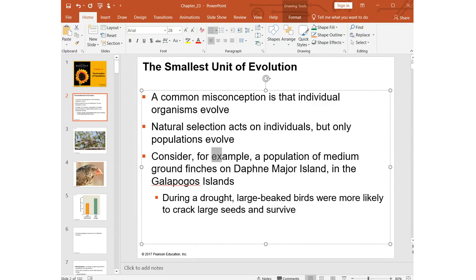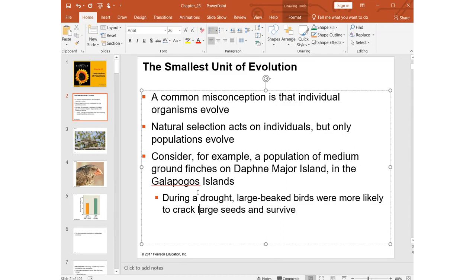A good example of evolution acting on populations is a certain type of finch called the medium ground finch, on one of the islands in the Galapagos Islands. During a drought, the only plants that really survived well were plants that produced large seeds. During the drought that was observed on Daphne Major in the Galapagos Islands, only the large-beaked birds were more likely to survive, because there were mainly only large seeds there.